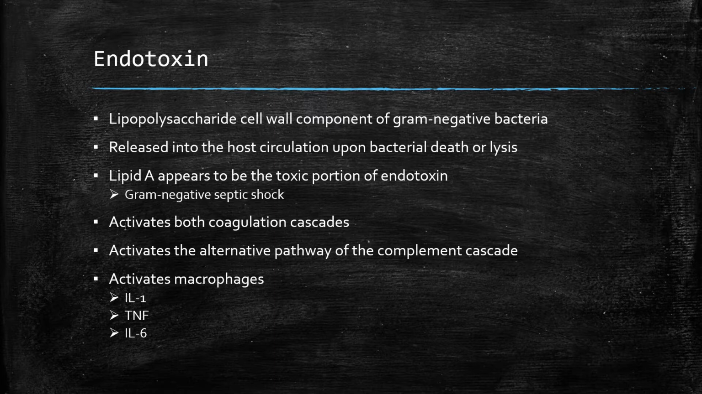Endotoxin is able to activate both the intrinsic and extrinsic coagulation cascades, as well as the alternative pathway of the complement cascade. In addition, endotoxin activates macrophages, which leads to the secretion of numerous cytokines, including interleukin-1, tumor necrosis factor, and interleukin-6.